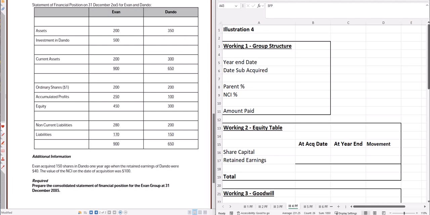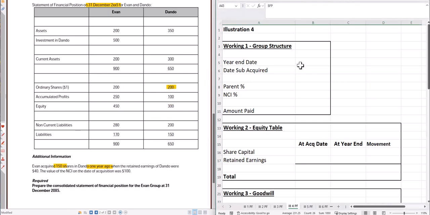So hopefully you've had a go at this. Let's see what we should have done, starting with working one, the group structure. The year-end date is 31st of December X5. We acquired them 1 year ago, and we had an acquisition of 150 shares, of which there are 200.